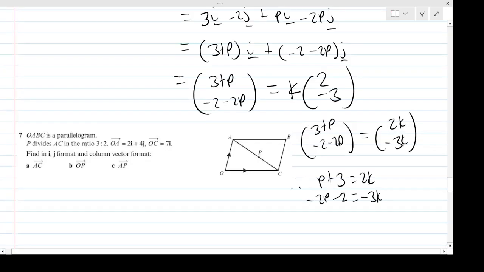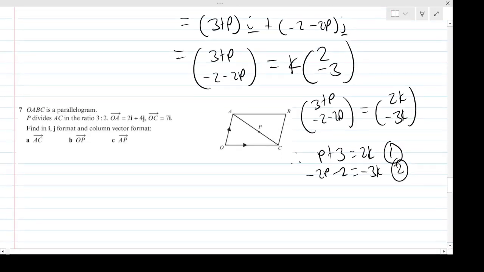So this time I'm going to spice it up, and I'm going to use substitution instead to solve these two equations. If I call them equation 1 and 2, again simultaneous equations, two equations with two unknowns. I'm going to rearrange for p. I think that's the smartest, safest way to do it. So I'm going to rearrange the top one to say that p is going to be 2K minus 3.